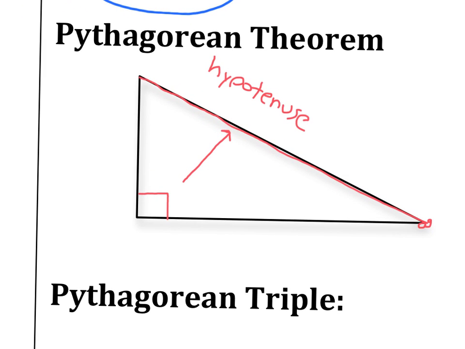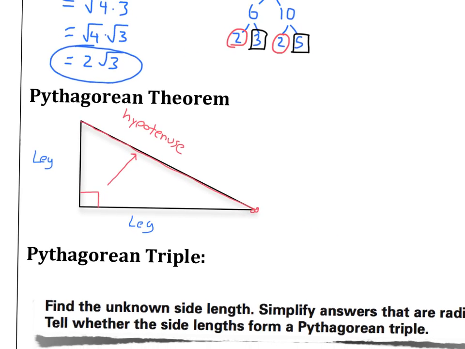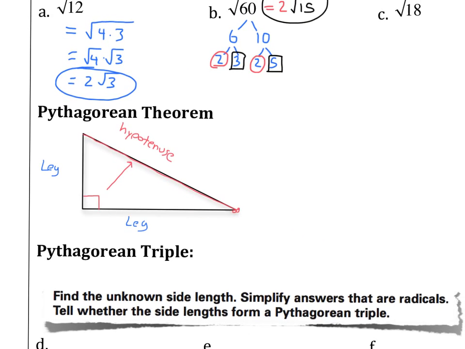Now, the other two sides have names. They are called legs. So that's a leg. And that's a leg. And it actually doesn't matter which leg is which because they're just legs. So, this is how we say the Pythagorean theorem, but it's much easier to write it as an equation. It's quite beautiful, I think.